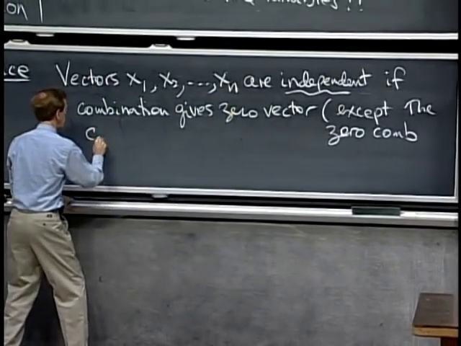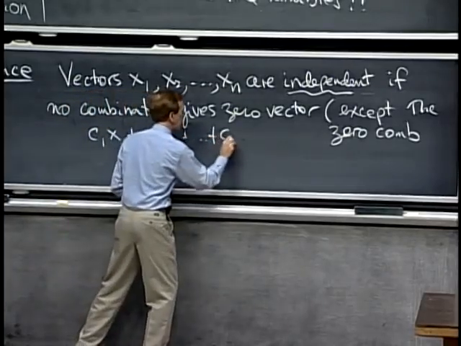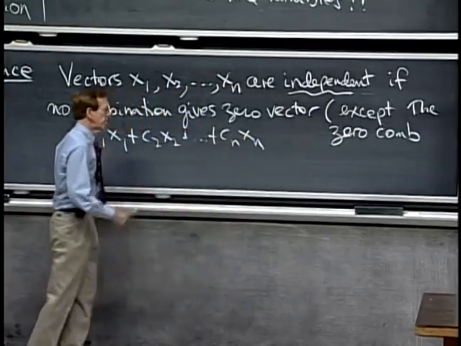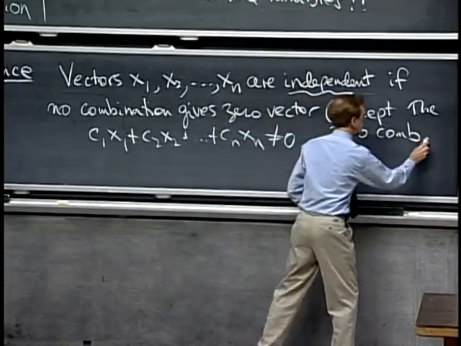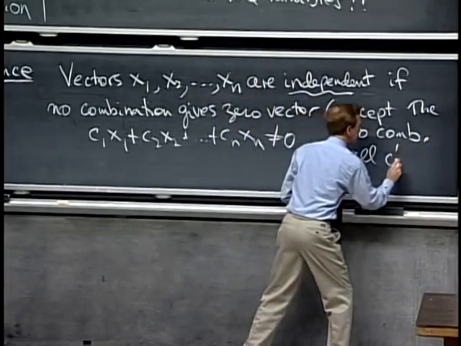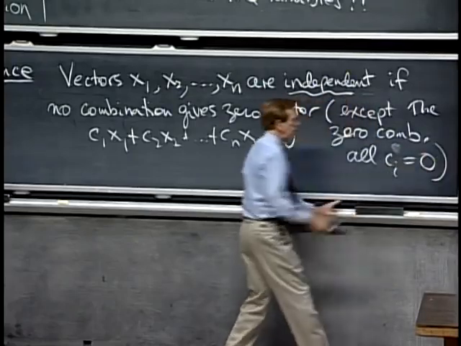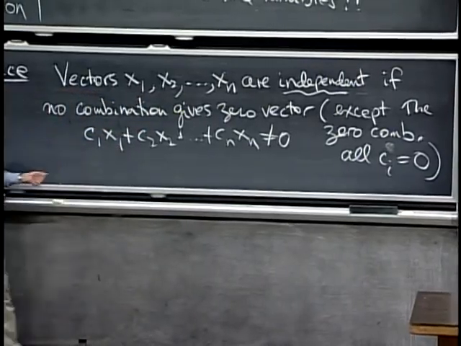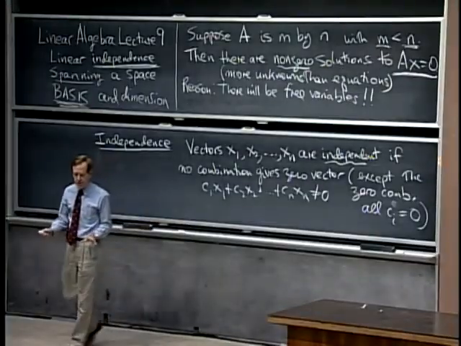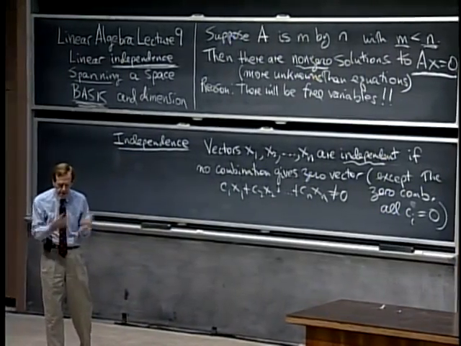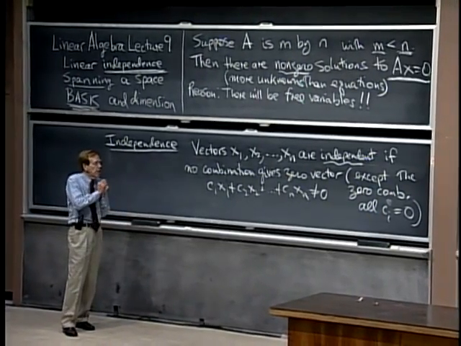Any combination C1 x1 plus C2 x2 plus up to Cn xn is not 0, except for the 0 combination. This is when all the C's are 0. Then, of course, that combination, I know I'll get 0. But the question is, does any other combination give 0? If not, then the vectors are independent. If some other combination does give 0, the vectors are dependent.